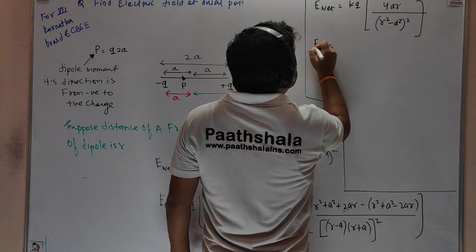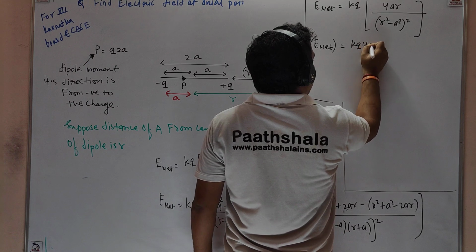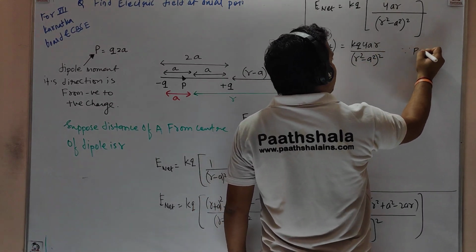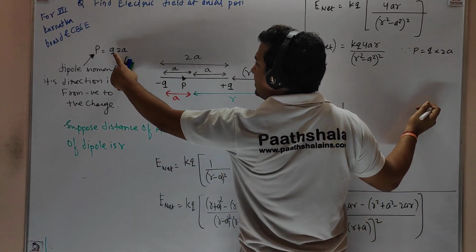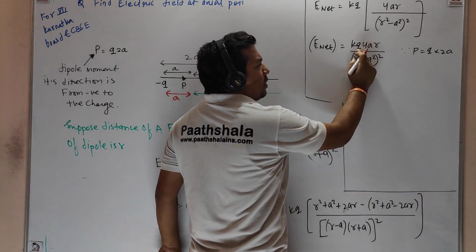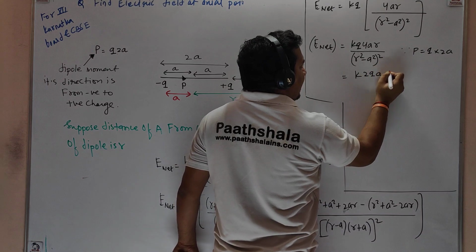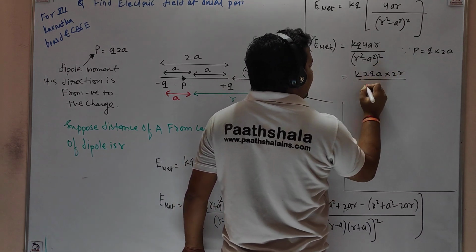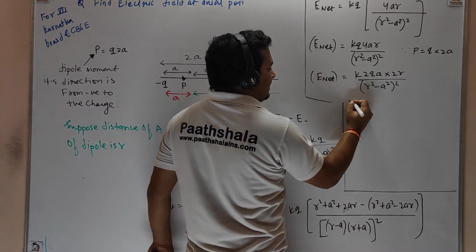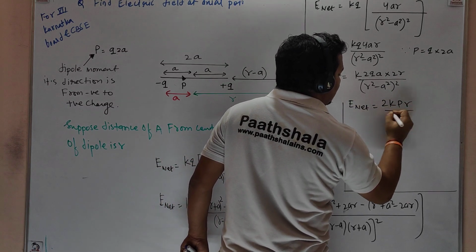Okay. So you got E net as KQ 4AR divided by R square minus A square whole square. Now we know that P is equal to Q into 2A. I already told you this. Look at this. So Q into 2A. See, you have Q into 4A. So out of this you can write it like this, 2QA into 2R. Like this you can write. So E net will become like this, 2KPR upon R square minus A square.